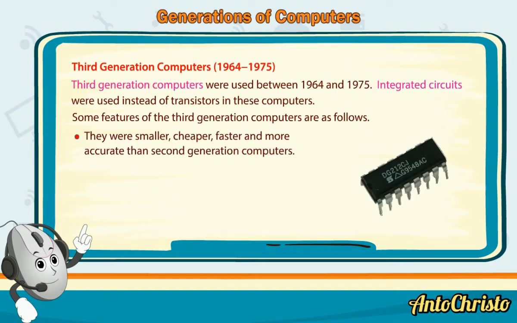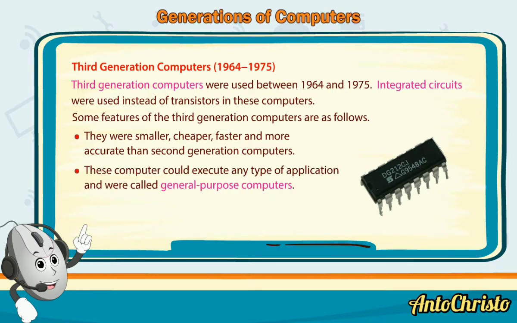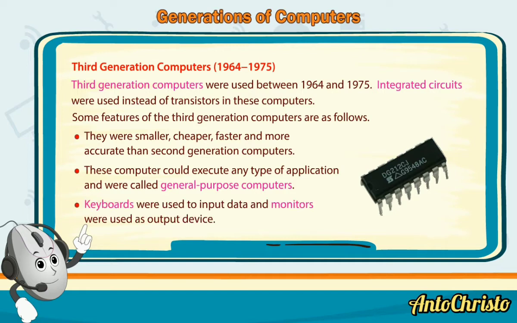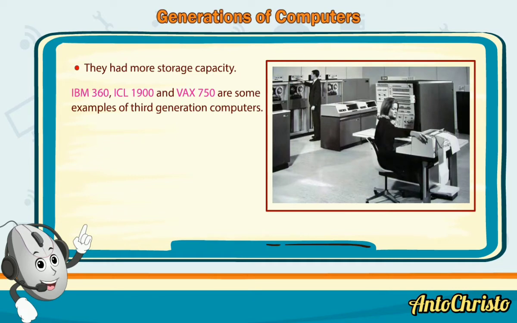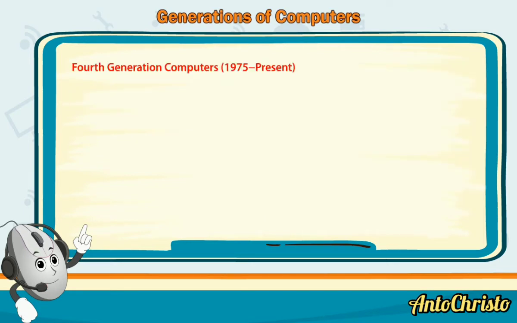They were smaller, cheaper, faster, and more accurate than second-generation computers. These computers could execute any type of application and were called general-purpose computers. Keyboards were used to input data and monitors were used as output devices. They had more storage capacity. IBM 360, ICL 1900 and VAX 750 are some examples of third-generation computers.